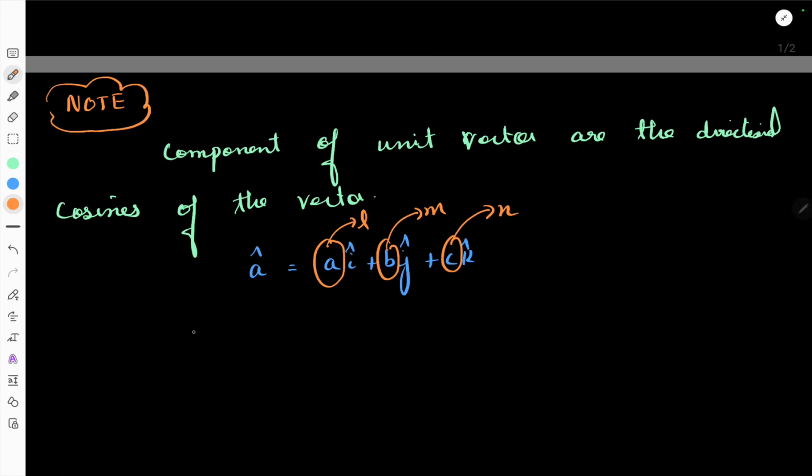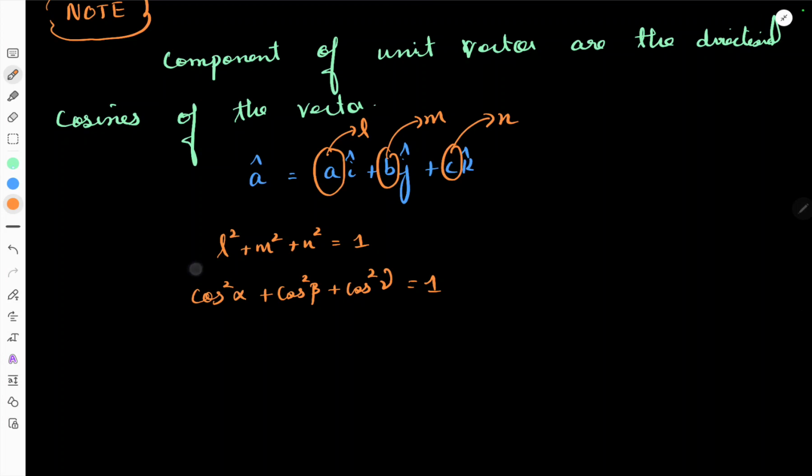Here, in the directional cosines l, m and n, l square plus m square plus n square will always be equal to 1. Which means cos square alpha plus cos square beta plus cos square gamma will be equal to 1.